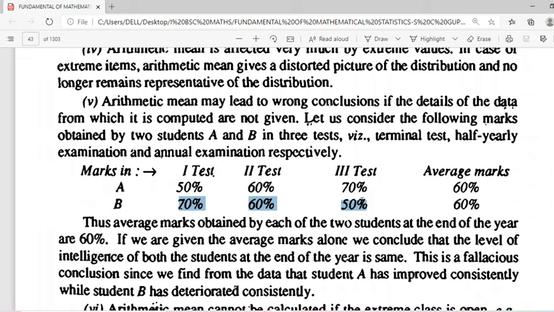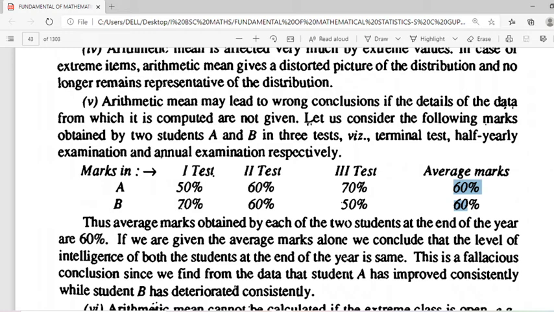What conclusion can we take? The first student A is more intelligent than the second student B. At the same time, their average mark is 60 and 60. So when we judge based on these average values, it will lead to wrong conclusions.